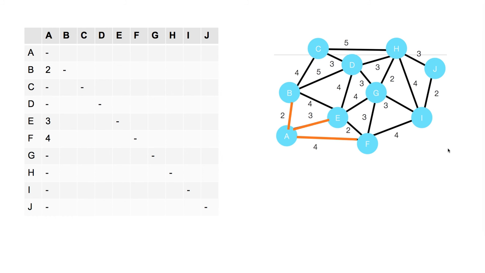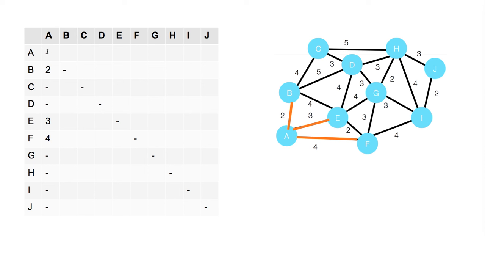Well, we need to store the fact that any two houses can be connected, and we also need to store the distance between them. So the most obvious way to do this is a grid, as we've shown here. We can store the fact that any two houses are connected at the intersection of their row or column. So here we show the connections for A.